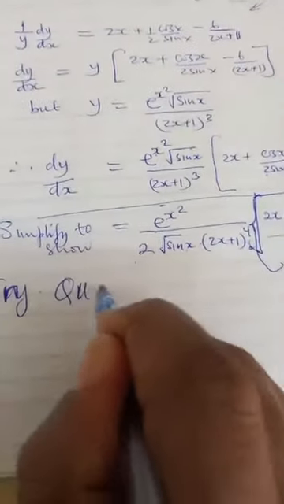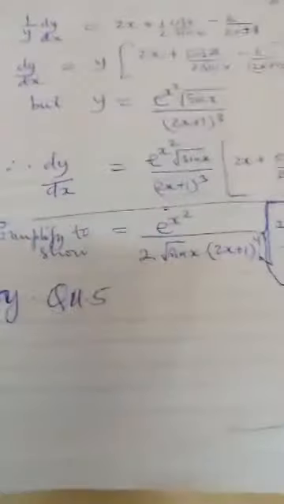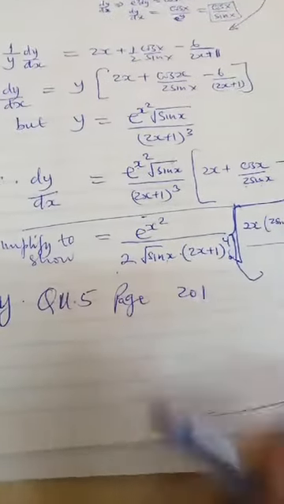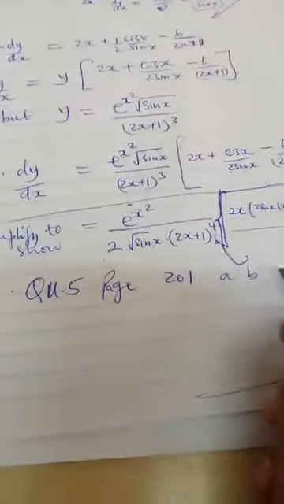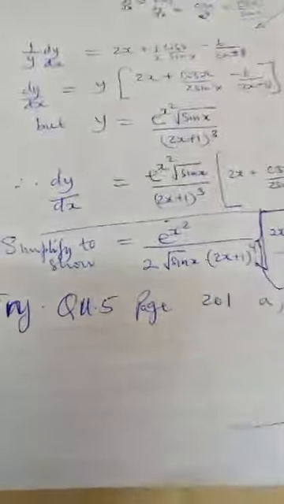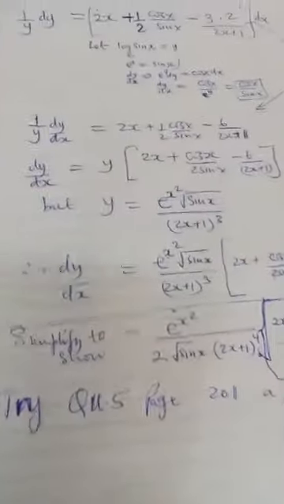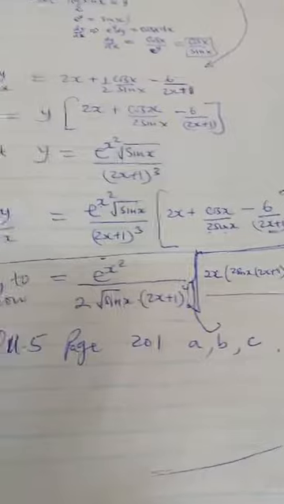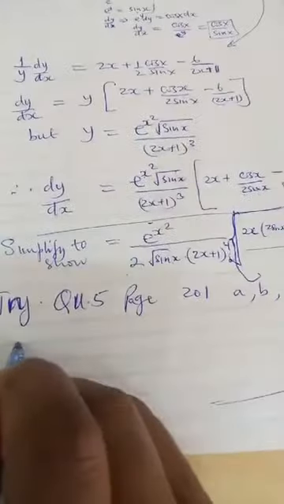Question 5. Question 5 is on page 201. It has parts A, B, and C. And they are telling you, use the method of the first example to differentiate. I will try to lead you through one. Part A. They are saying differentiate the cube root of x plus 1 over x minus 1.